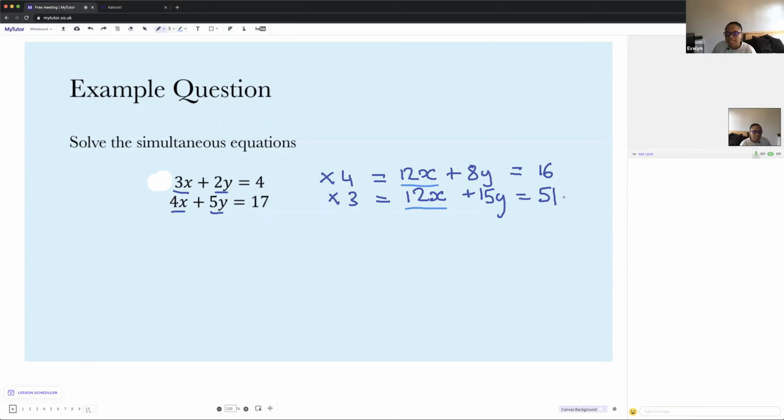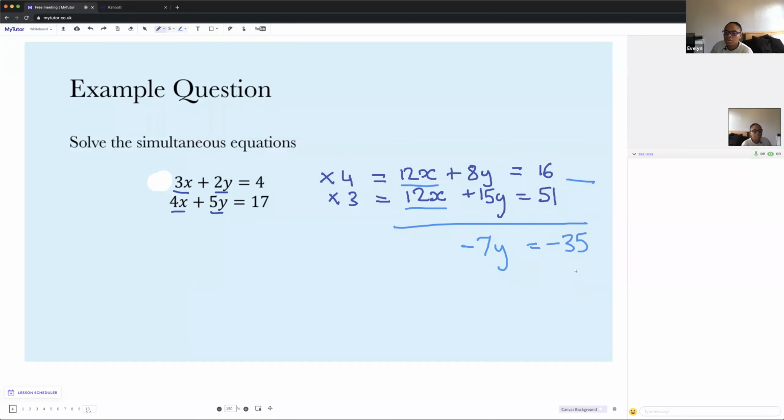Now, if I add the two equations, 12x plus 12x gives me 24x. That doesn't give me 0. I want to get rid of the x's. So I'm not going to add it. Instead, I'm going to subtract it. So 12x minus 12x is 0. 8y minus 15y, well, 8 minus 15 is minus 7. So we've got minus 7y. And then we've got 16 minus 51, and that should give me minus 35.